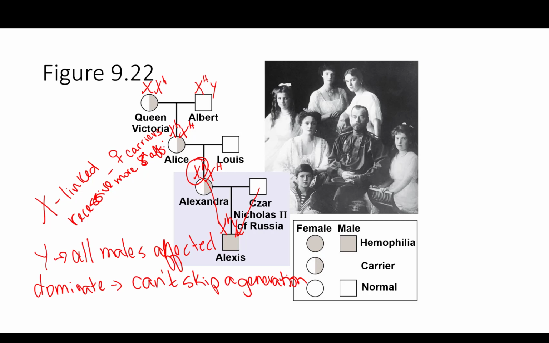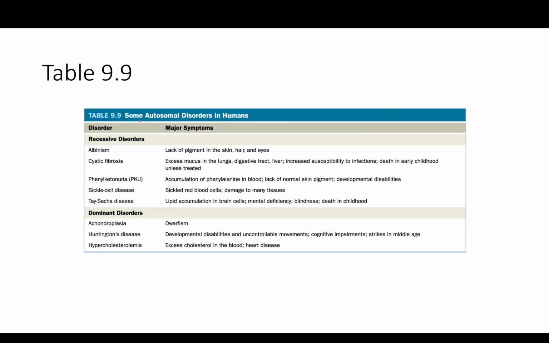If they give you a disorder and they don't give you any more information about it than that, these are some autosomal disorders, so these are not sex-linked disorders. Recessive ones are albinism, cystic fibrosis, phenylketonuria, sickle cell, Tay-Sachs. Achondroplasia, Huntington's, and hypercholesterolemia are dominant disorders, okay? So these are just some common disorders.